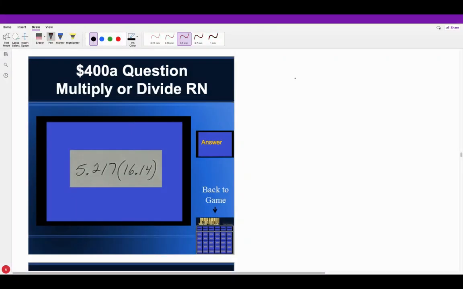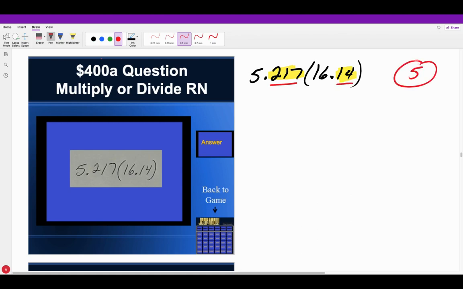All right, so for this question, we have 5.217 times 16.14. And remember, when we're multiplying with decimals, we can just get rid of them as long as we keep track of how many decimal place values we had. So we have 3 in this number, and 2 here. So we have a total of 5. And then we can just rewrite these numbers without the decimals.